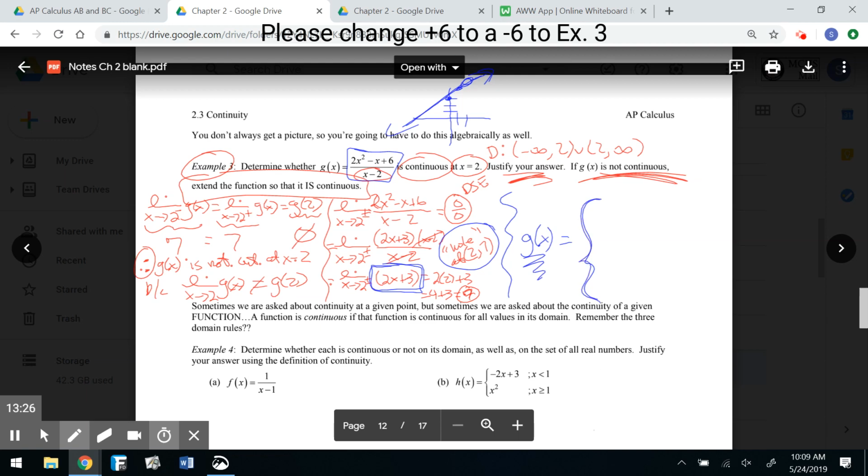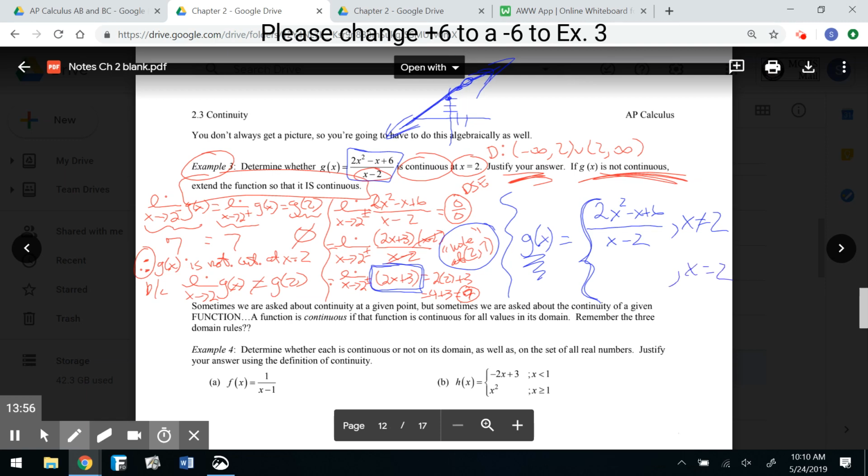So what we're going to do now is create this brand new function, make this fancy little brace, and we're going to say, hey, let's use our original problem, which is 2x squared minus x plus 6 over x minus 2. And let's use that piece when x is not 2. Because when x is not 2, we're good to go. I mean, look up here. That graph is good to go everywhere when x is not 2. But when x is 2, we want to use something else.